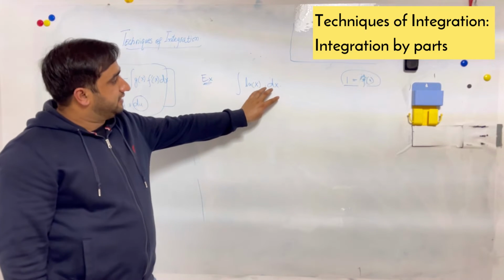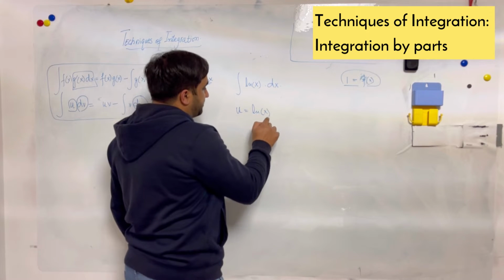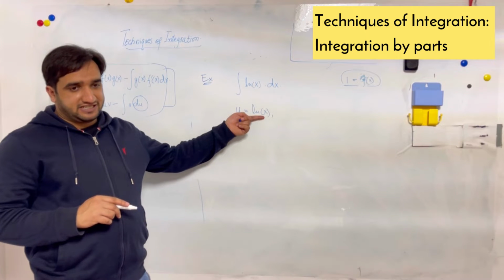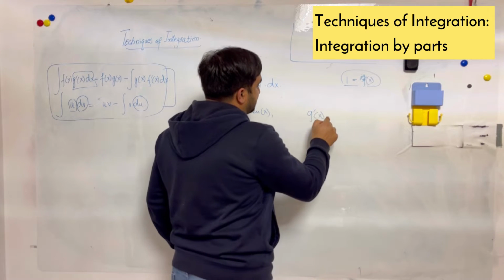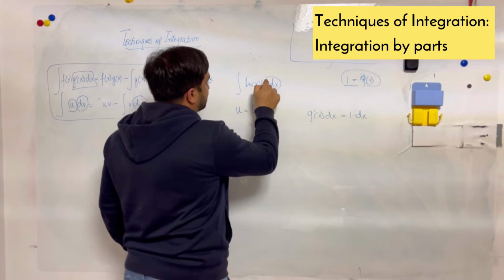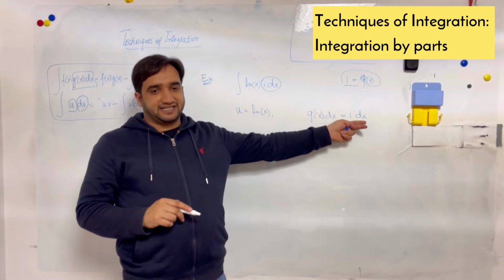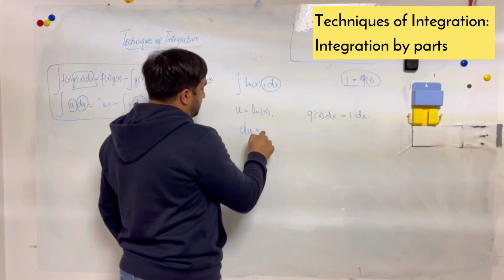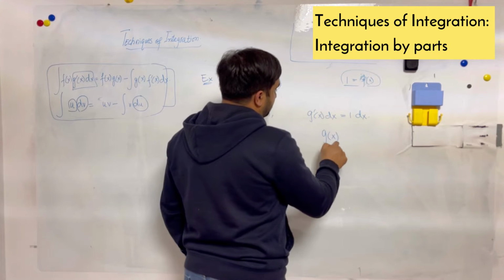And in that case, you can assume u as ln of x. And why are you assuming u as ln of x? Because the derivative of ln of x is very easy to calculate. And you can assume g dash of x dx as 1 dot dx, the remaining part. And why are we assuming this? Because when we integrate, we know that the integral of 1 is x. So from here, du will be 1 by x. From here, g of x will be x.